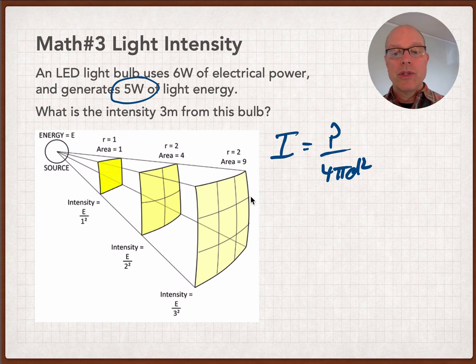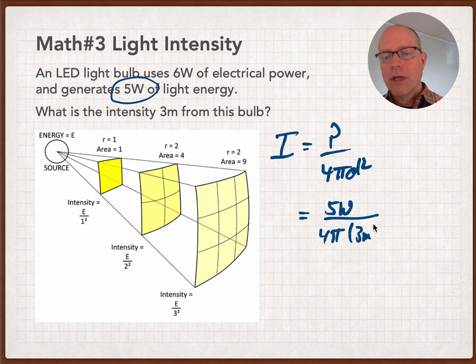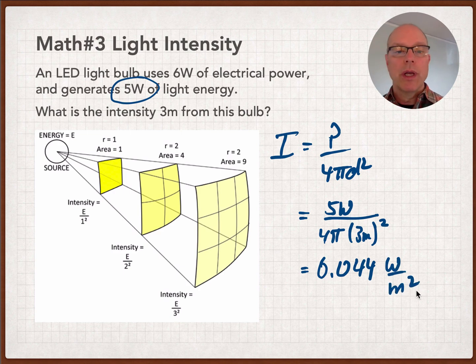So what we're going to do is just take what they gave us and see what we get. We'll take 5 watts of light energy coming out of our light bulb, and we have 4 pi times 3 meters squared. This would be a good time for you to pause the slide deck, plug this into your calculator and make sure you're getting it right, and come back. But what I'm going to get is 0.044 watts per square meter. So there you go. Nothing tricky or new.